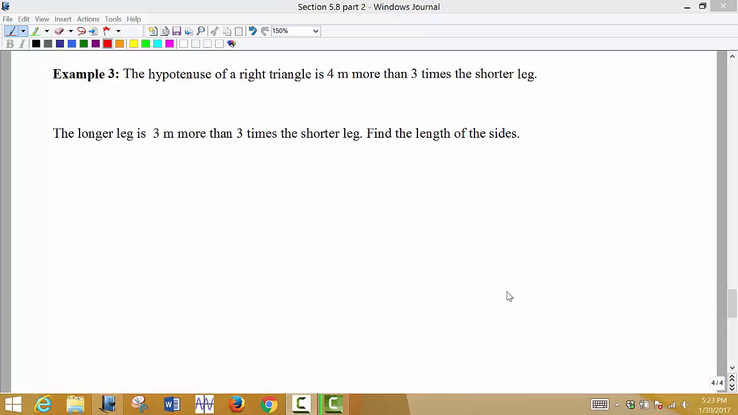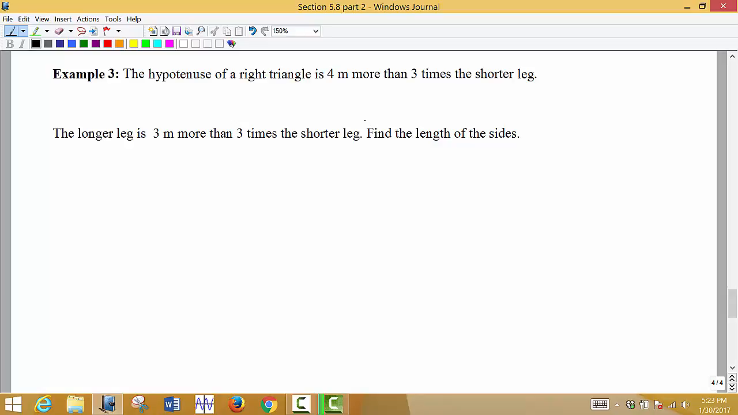In example 3, we're told that the hypotenuse of a right triangle is 4 meters more than 3 times the shorter leg. We're also told that the longer leg is 3 meters more than 3 times the shorter leg. We're asked to find the length of the sides.